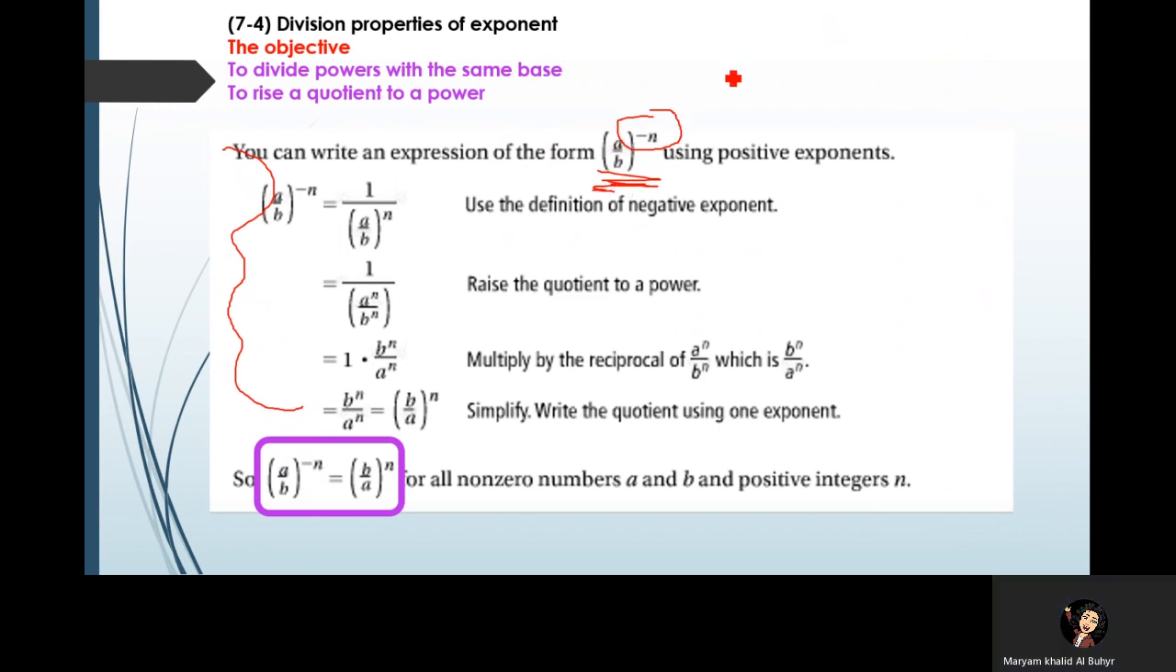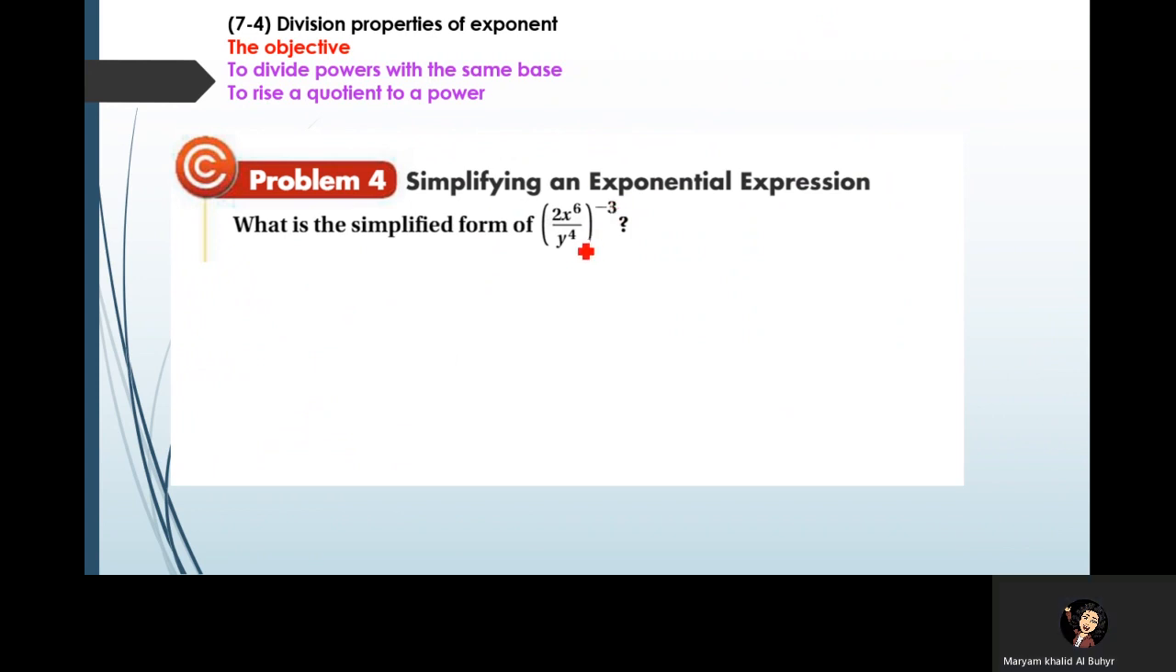For example, you have this. What should you do if you have a negative here? Can you see this negative? Move the one that is down, move it up. The one that is up, move it down. And then distribute the power. I mean, this will be y to the power 4 over 2x to the power 6, all this to the power 3. I made it positive now. Now you can distribute easily.